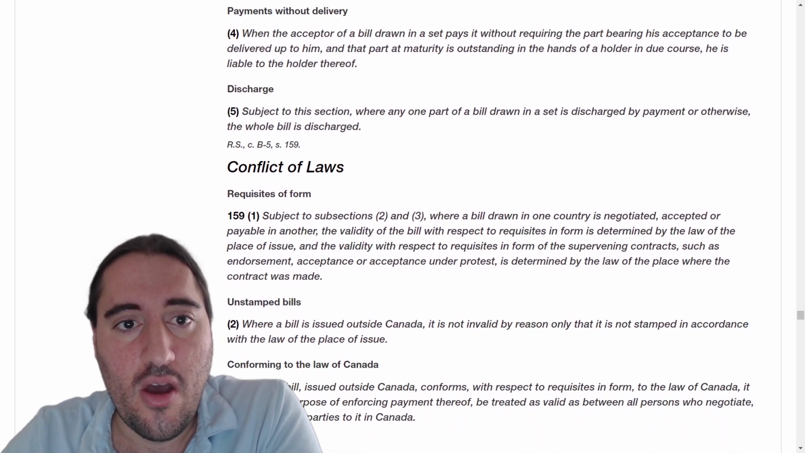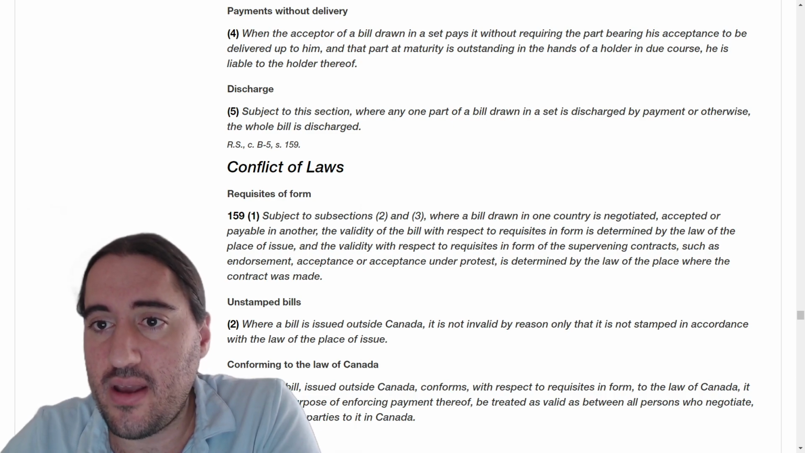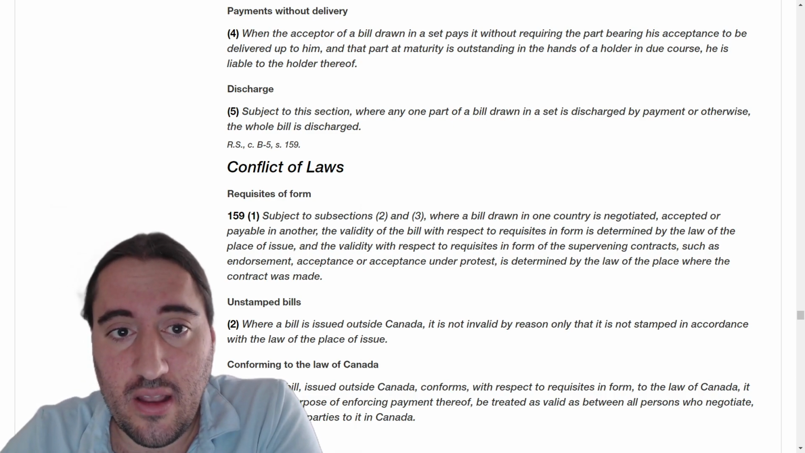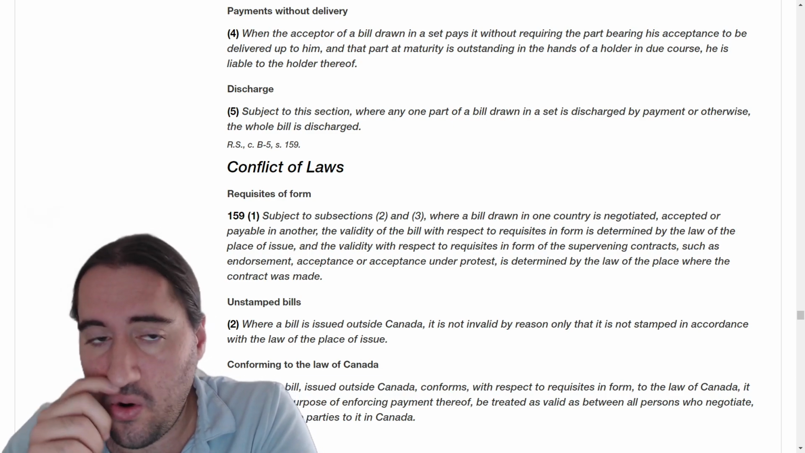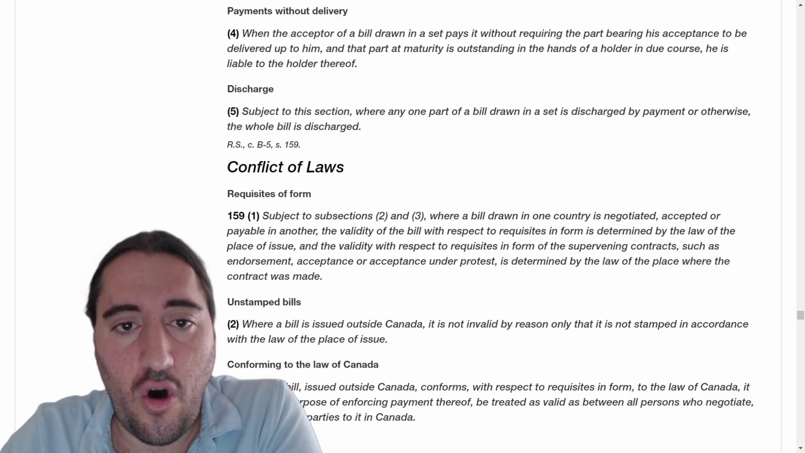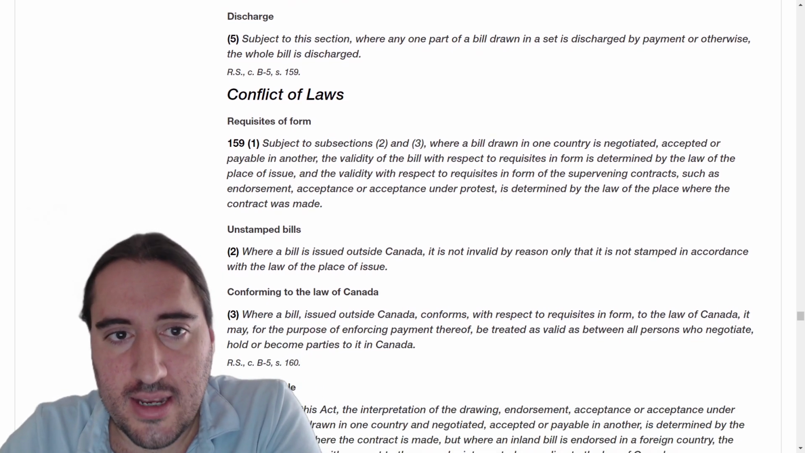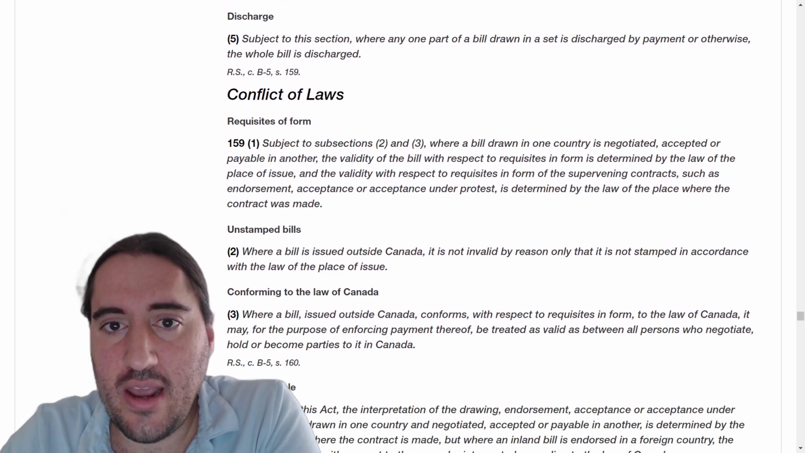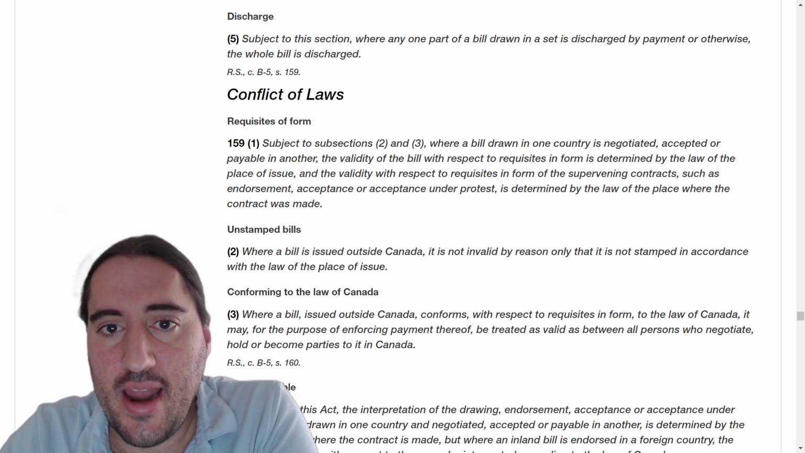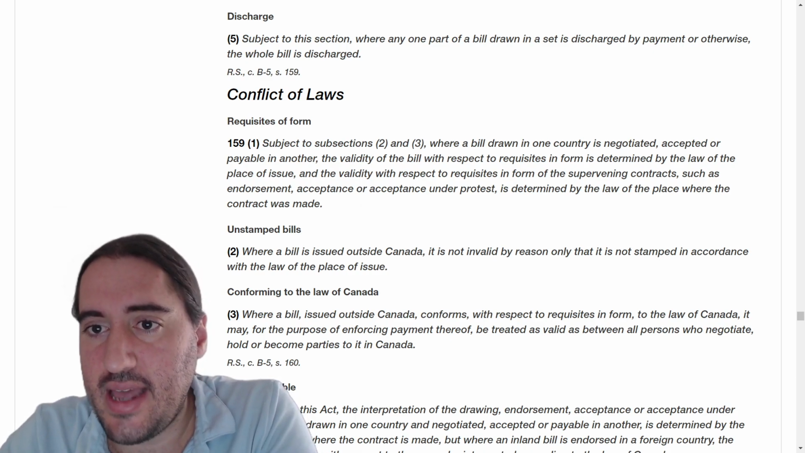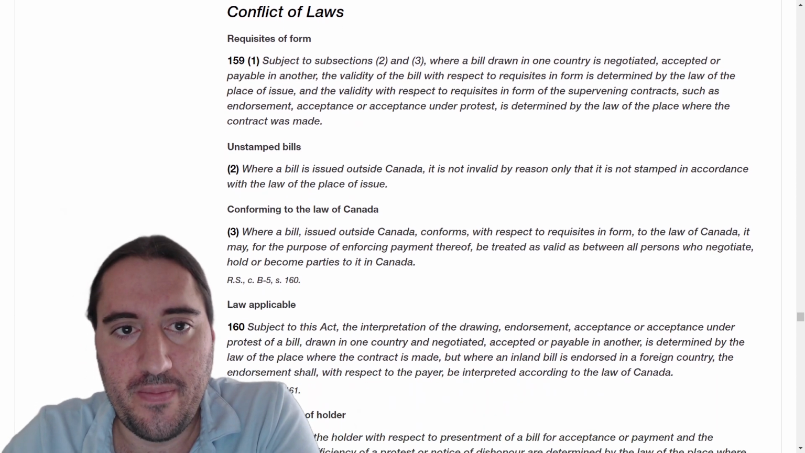Payments without delivery. When the acceptor of a bill drawn in a set pays it without requiring the part bearing his acceptance to be delivered up to him, and that part at maturity is outstanding in the hands of a holder in due course, he is liable to the holder thereof. Discharge. Subject to this section, where any one part of a bill drawn in a set is discharged by payment or otherwise, the whole bill is discharged.